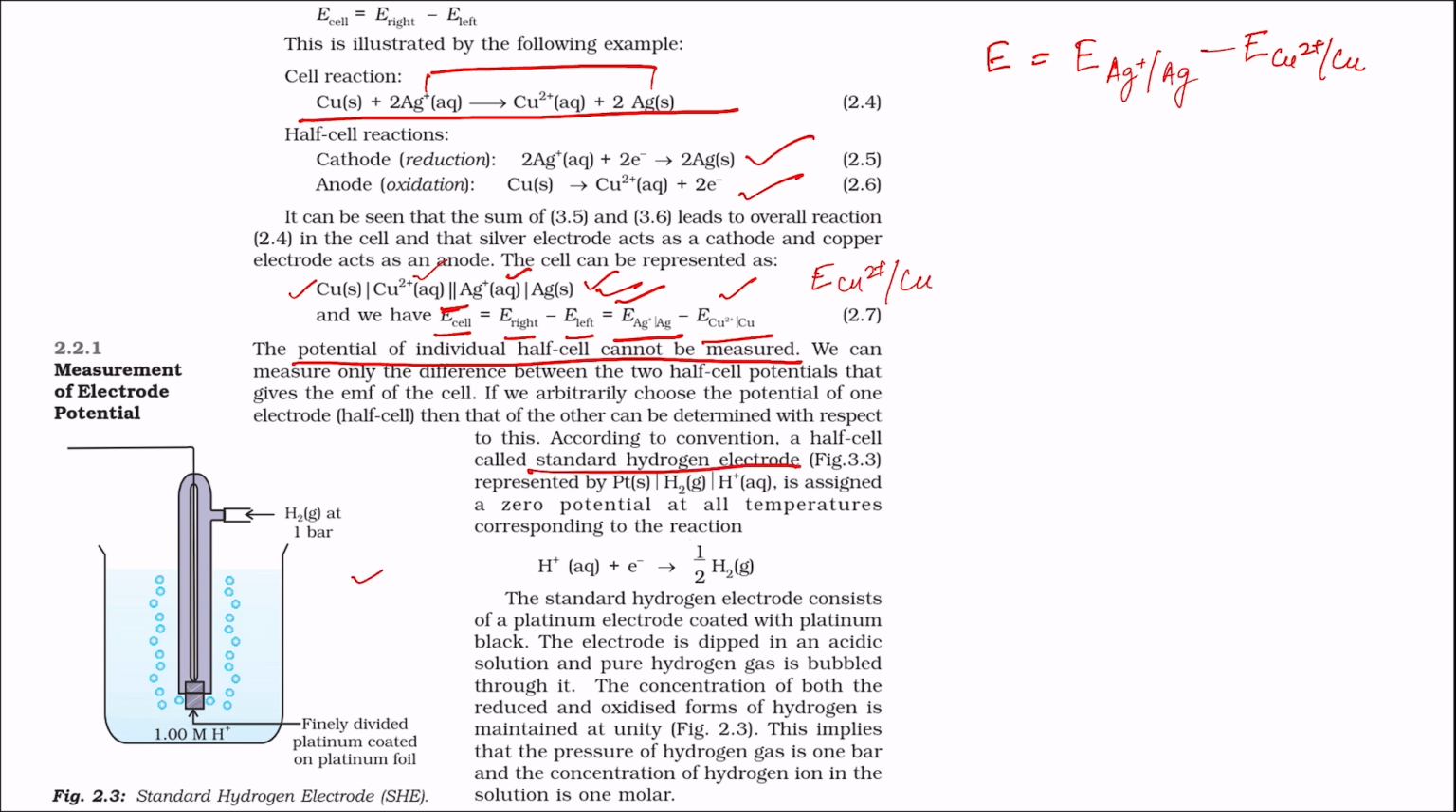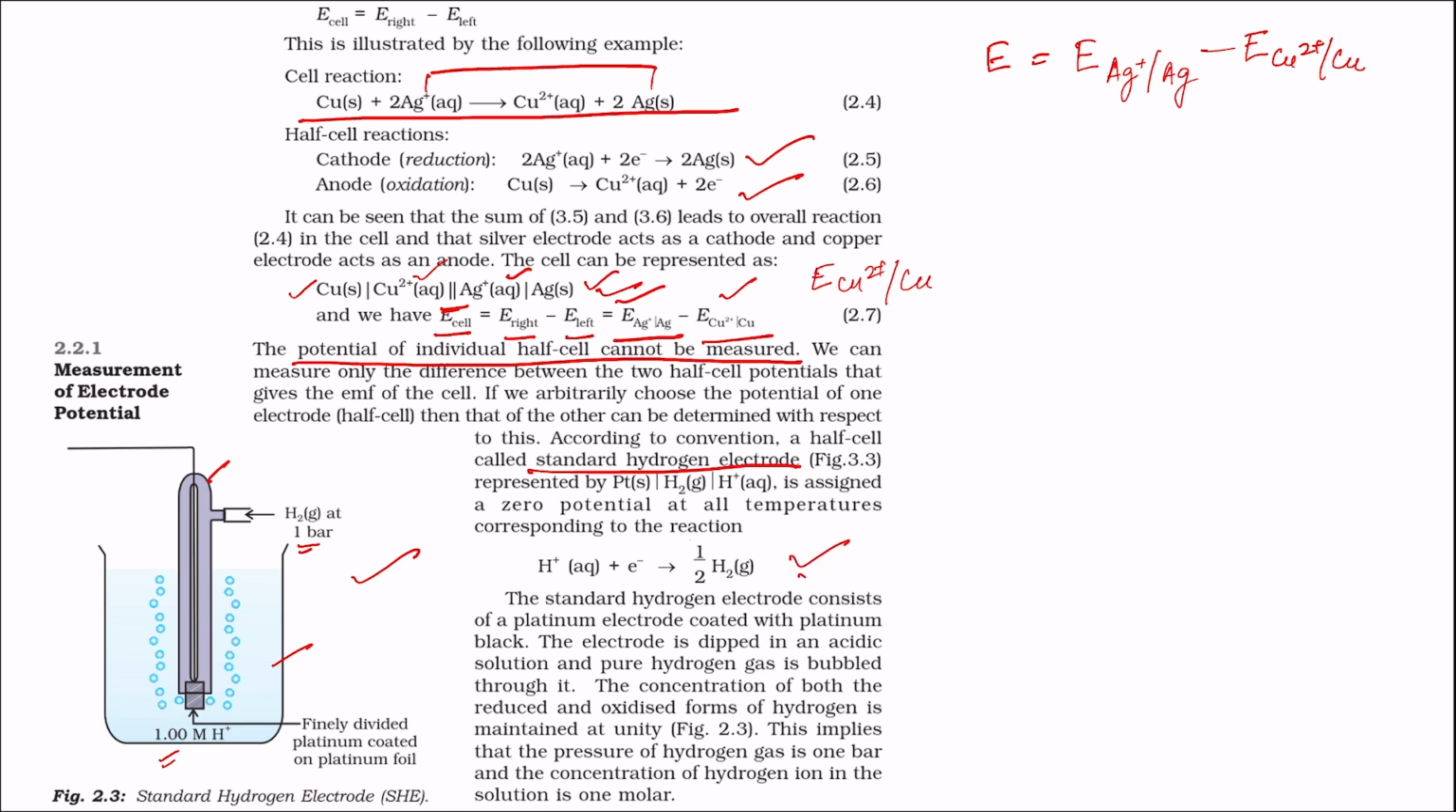This is the construction of a standard hydrogen electrode. This is a platinum electrode which is coated with platinum black, and this is an acidic solution. Hydrogen gas is passed through this acidic solution. Pressure of hydrogen is maintained at 1 bar. The concentration of the acidic solution is 1 M, and the standard hydrogen electrode potential is taken as 0.